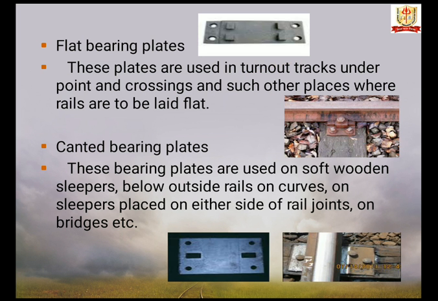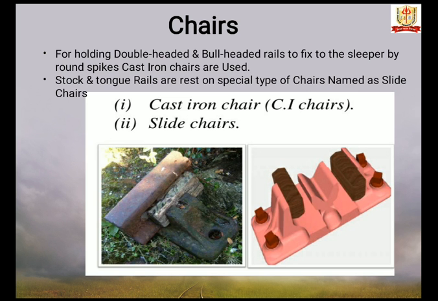Flat bearing plates: these plates are used in a turnout track under the points and crossing and such other places where the rails are to be laid flat. Canted bearing plates: these bearing plates are used on soft wooden sleepers below the outside of the rail on a curve, on the sleepers placed on either side of rail joints, on a bridge, etc.